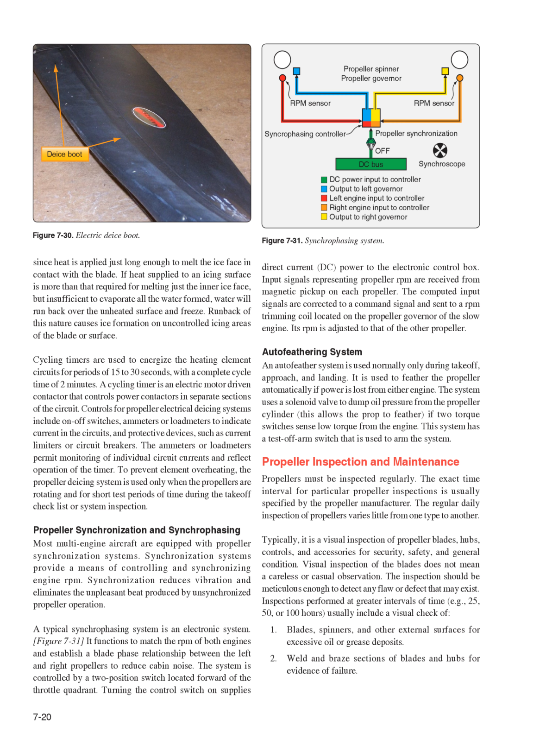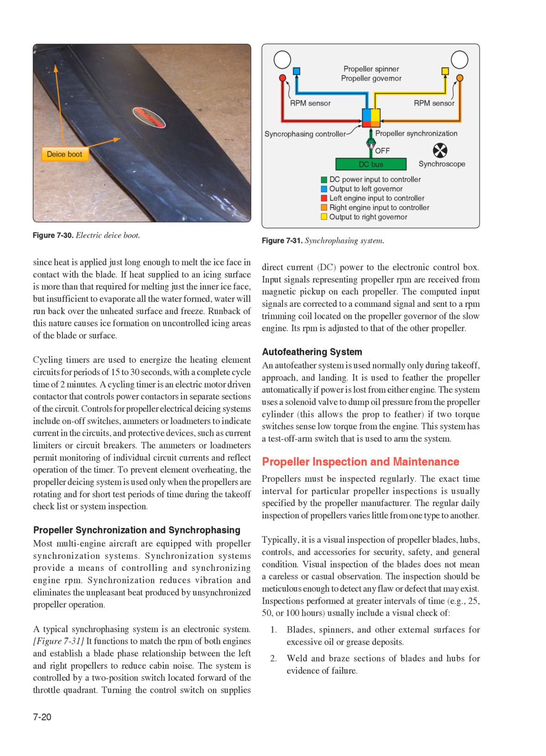Auto-feathering system. An auto-feather system is used normally only during takeoff, approach, and landing. It is used to feather the propeller automatically if power is lost from either engine. The system uses a solenoid valve to dump oil pressure from the propeller cylinder. This allows the prop to feather if 2 torque switches sense low torque from the engine. This system has a test-off arm switch that is used to arm the system.